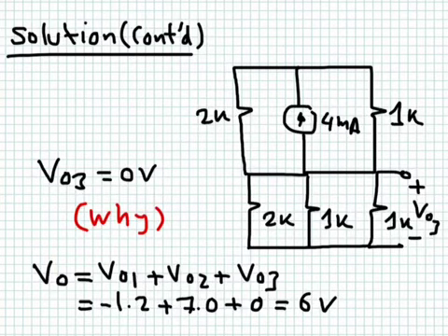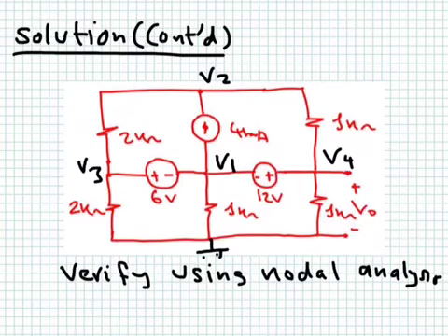So we now use superposition to analyze the circuit with multiple sources. Of course, we could have done it using nodal analysis. We could have done it using loop analysis. We should be able to get exactly the same answer. I did a simple check in this circuit to make sure I get the same answer. So what I did, I applied nodal analysis.